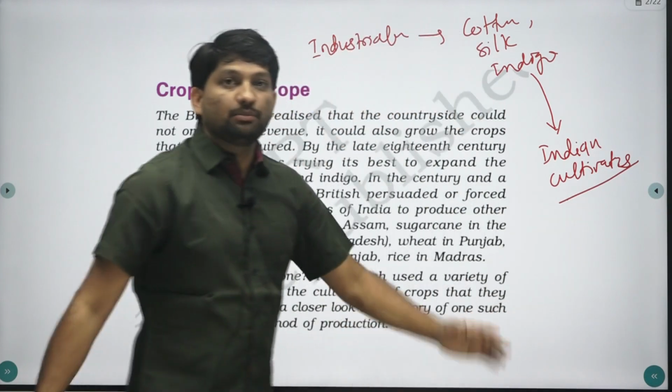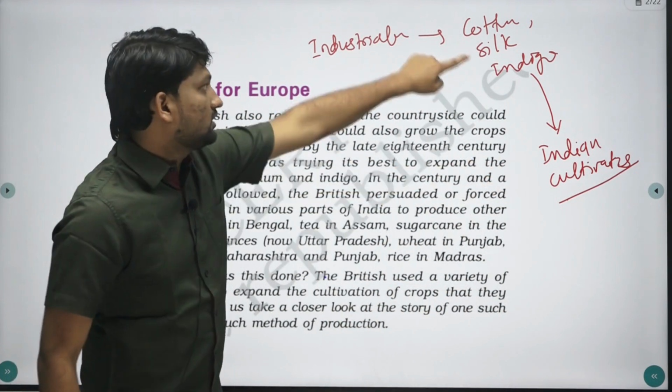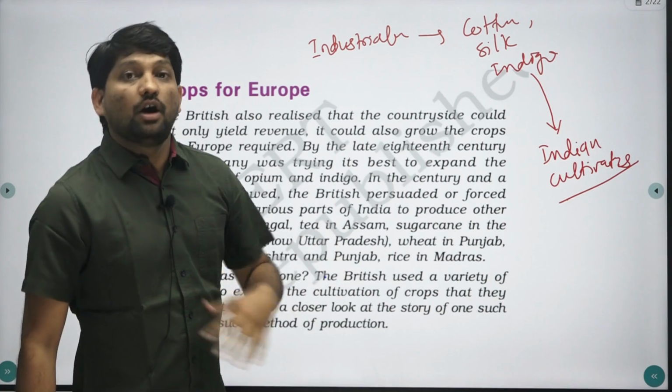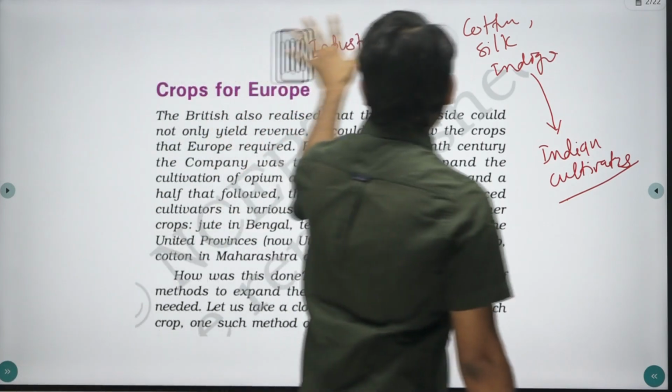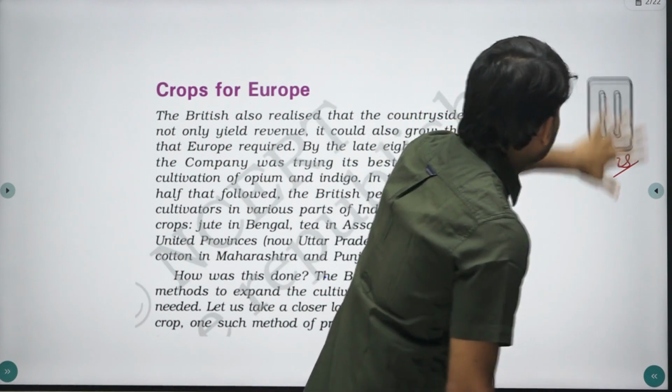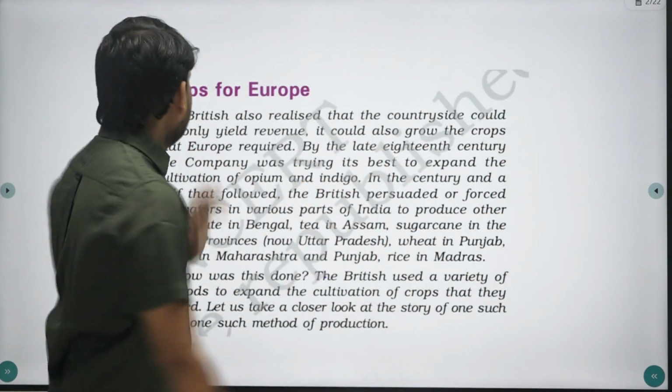Sometimes they persuaded the Indian cultivators to cultivate the crop of their choice, or most of the times they forced Indian cultivators to produce that crop. So now we are going to see all these things directly from the NCERT.